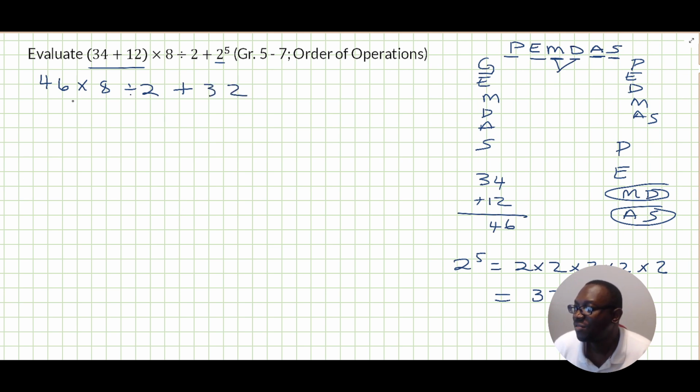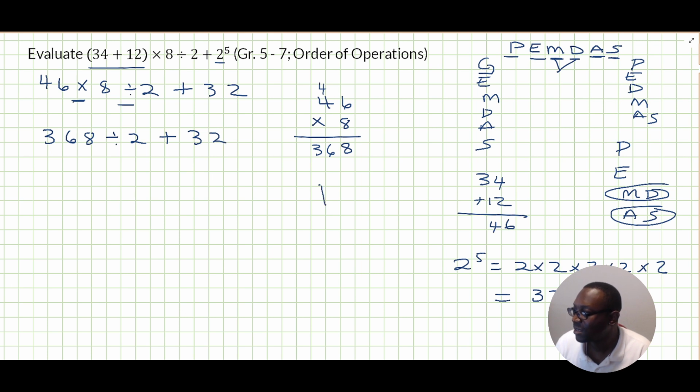Now we have multiplication and division. So which one comes first? Multiplication and division are the same level, so you look for the one that appears first on your left. So multiplication appears first. Let's get that. 46 multiplied by 8. 6 multiplied by 8, we have 48. We write 8, and then bring 4 up here. 4 multiplied by 8, we have 32 plus 4, we have 36. So now we're left with 368 divided by 2 plus 32.